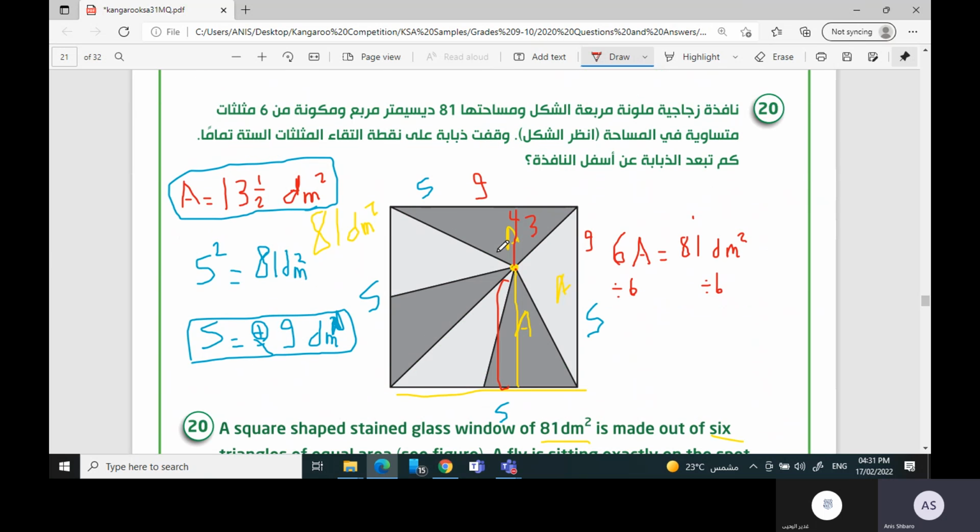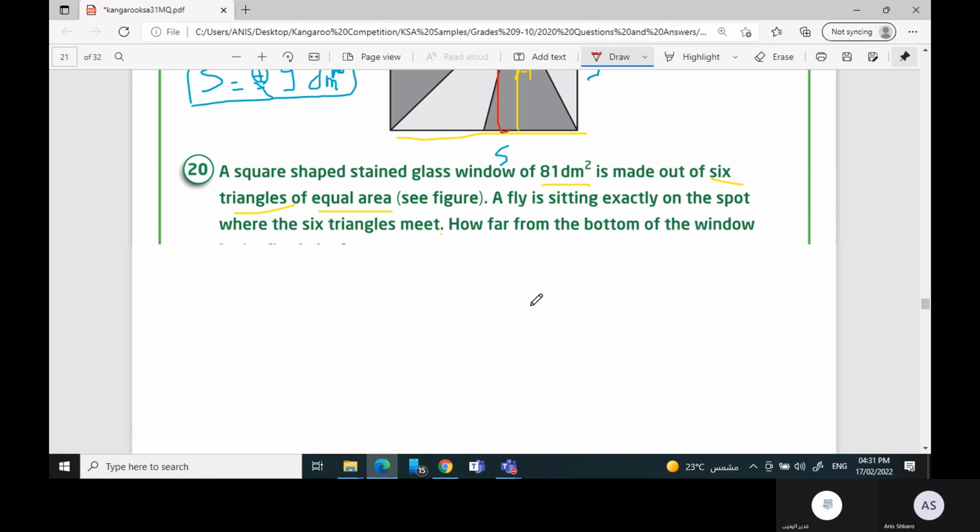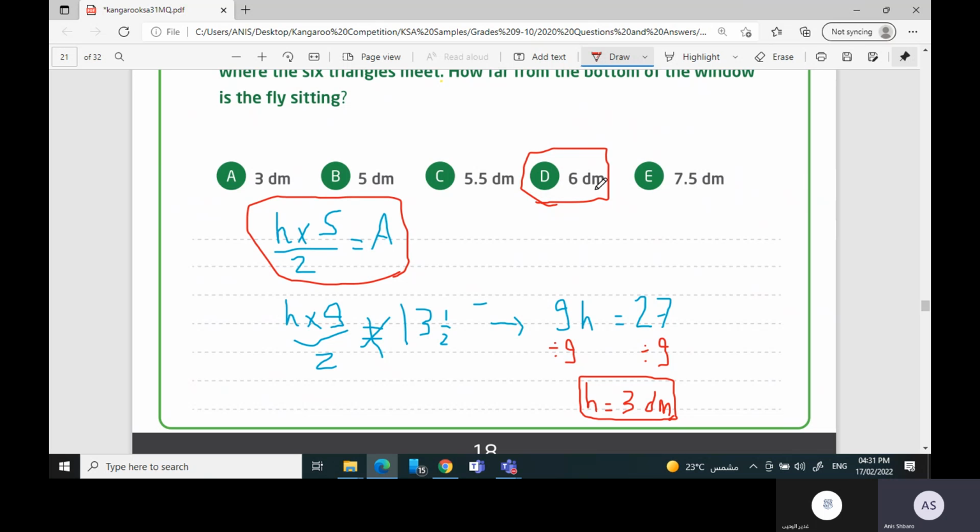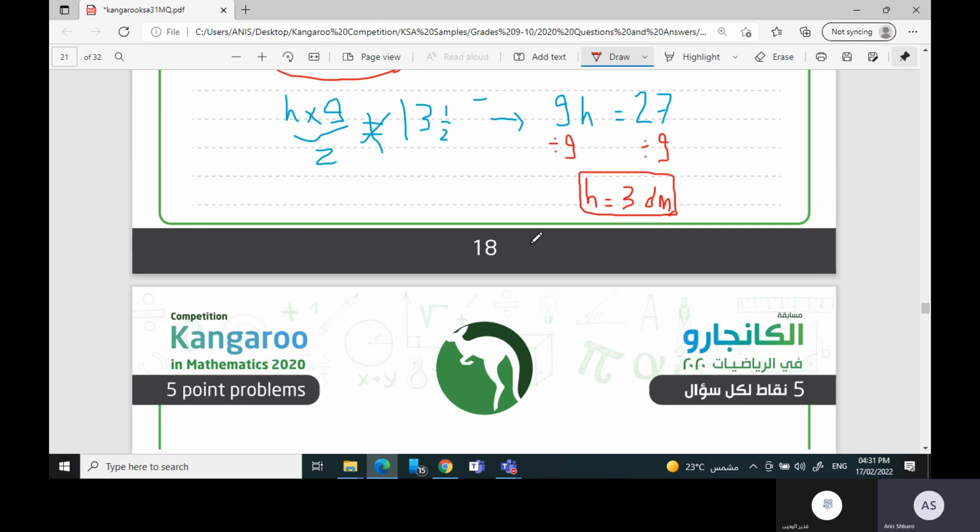But we're not done yet. We only found this side. We need to find this one. So it's 9 minus 3 equal to this one. We're going to be left with 6 decimeters. Okay, hopefully it's clear for you all.